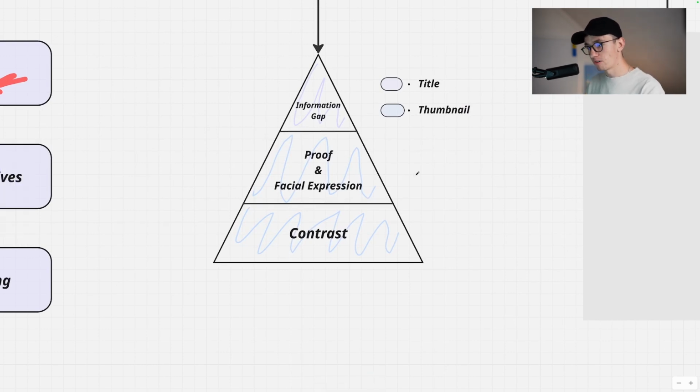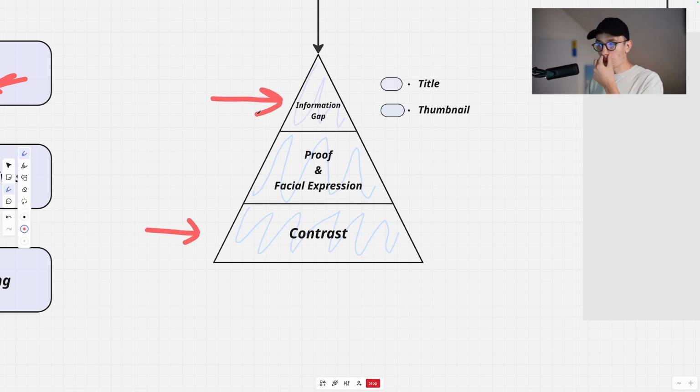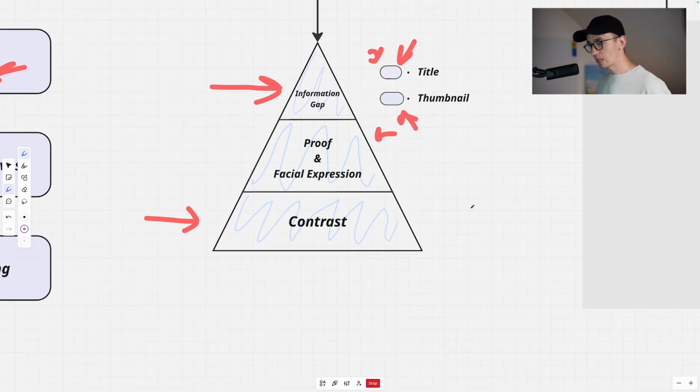If you think about a pyramid, the pyramid has to be built from bottom to up. And this is the same with your packaging. We have to start from the bottom and we have to go up to the top. Now, what do I exactly mean by that? As you can see, there are two different colors, the blue and this violet or purple. This represents what that part of the packaging is. So as you can see, the blue is the thumbnail and the violet is the title. Now, let me explain what this is.